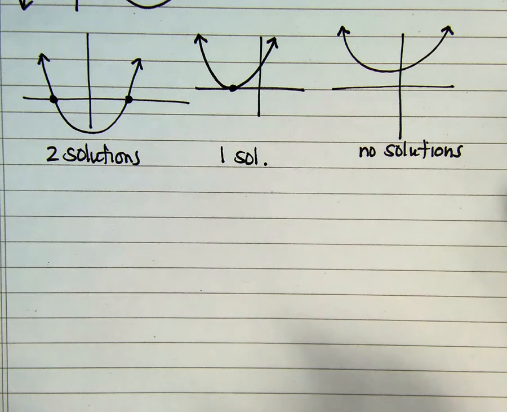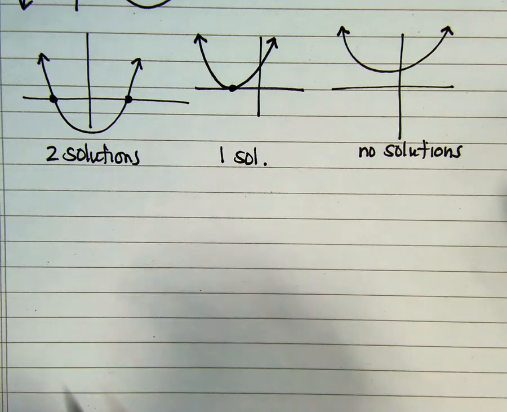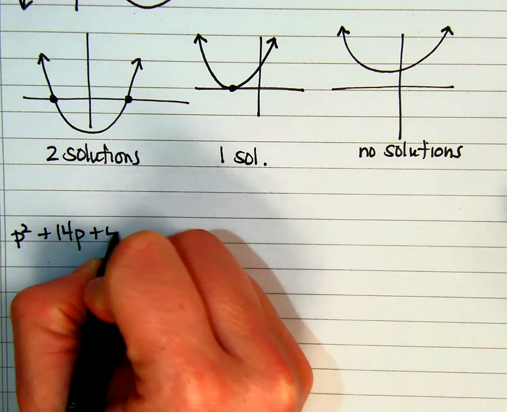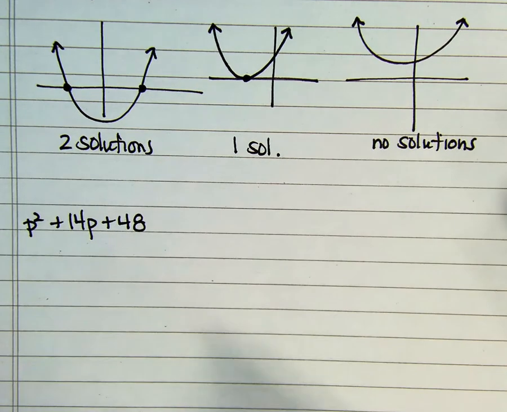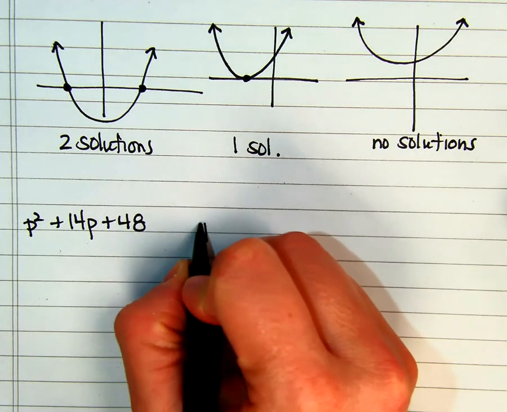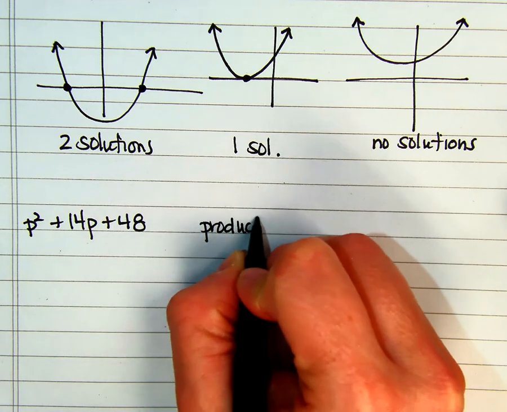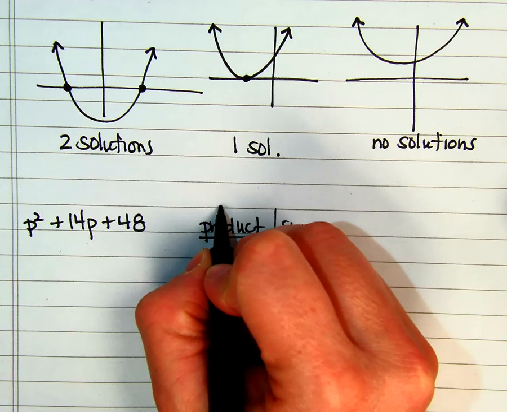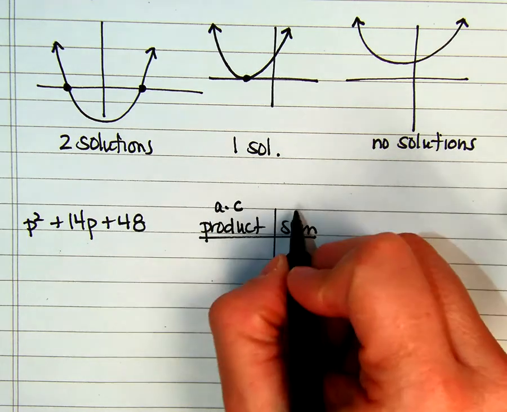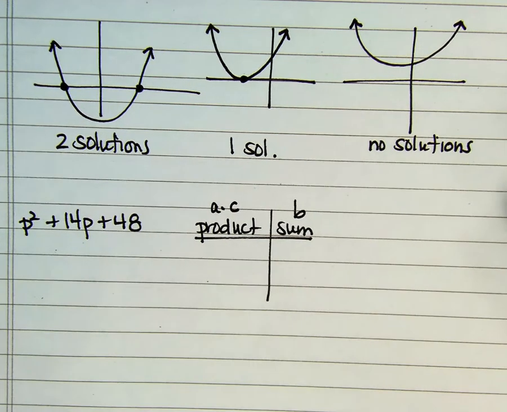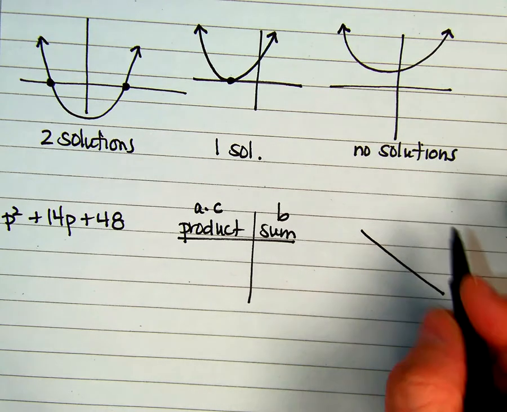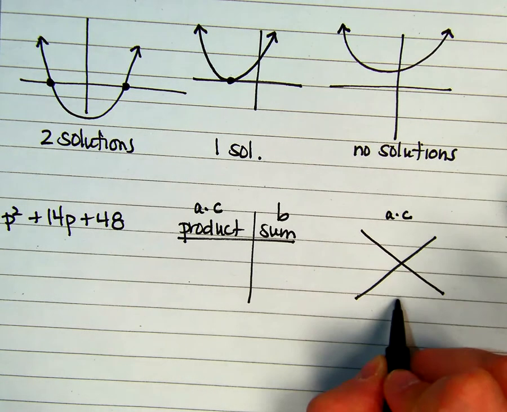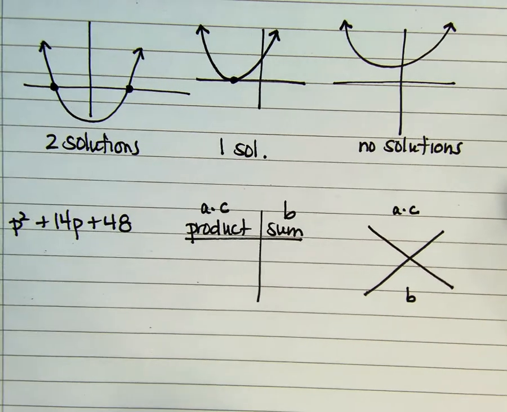Okay, so if I give you p squared plus 14p plus 48. A lot of times I have taught it by doing the product sum table, where your product is your A times your C and your sum is B. We did a worksheet recently where it was drawn like this. This is still your A times your C, and now your sum is down there instead.